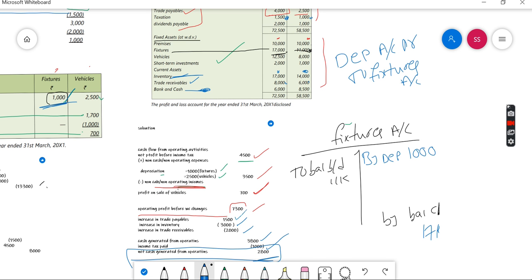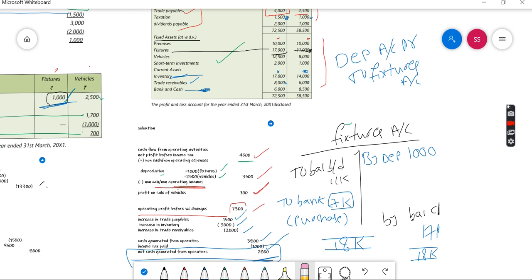Alright. So apart from that, there is no other information given in the question. So let's balance this. 17 plus 1, 18,000, and then put the bigger number on both sides, 18,000. Now there is a shortfall of 7,000 here. So we can consider that this is nothing but purchases to bank, purchases of new fixtures during the year. That is the general entry we will pass, right?